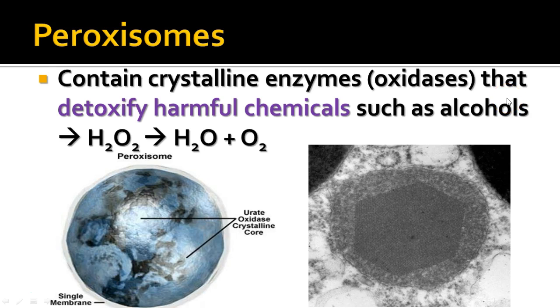Peroxisomes are another kind of organelle that is found in most cells. These have enzymes that are in the form of a crystal. They're oxidases that can break down harmful chemicals such as alcohols to hydrogen peroxide, and then into water and oxygen. Hydrogen peroxide, as we already know, is harmful to cells, and so you have to have a way to deal with it because it definitely is a breakdown product of a lot of other molecules.